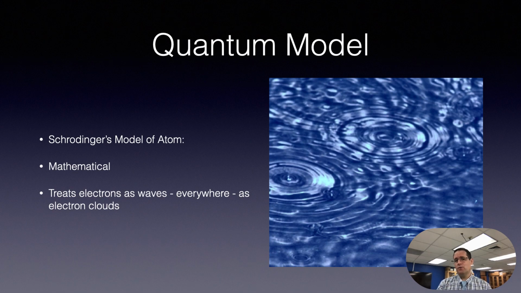What he found was that electrons are like waves. They're not at a particular location. They're spread out. Okay, so here are some water droplets hitting the surface of a pond. You can see that water is a single drop hitting the surface, but what results from that is a wave that extends over the whole pond. So what he found was that electrons could be treated as waves. That means they're everywhere, and we represent atoms as electron clouds.